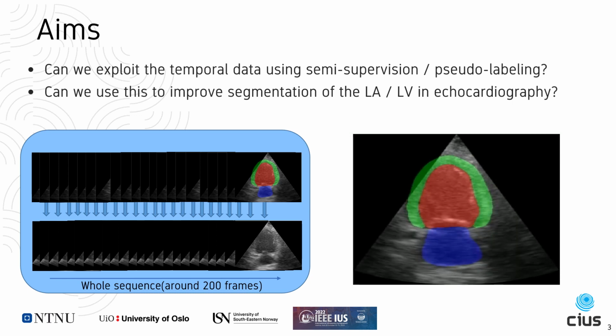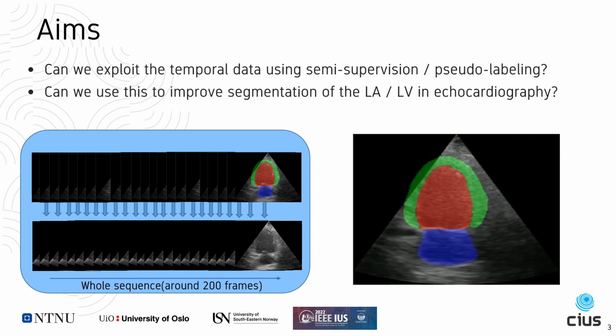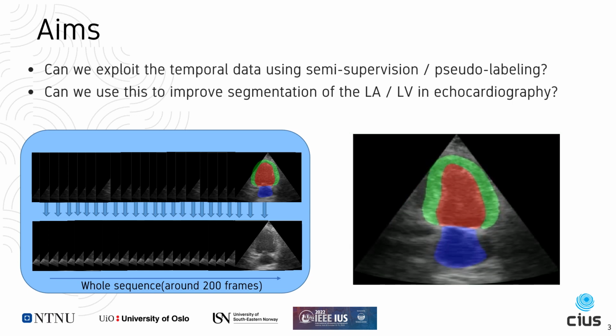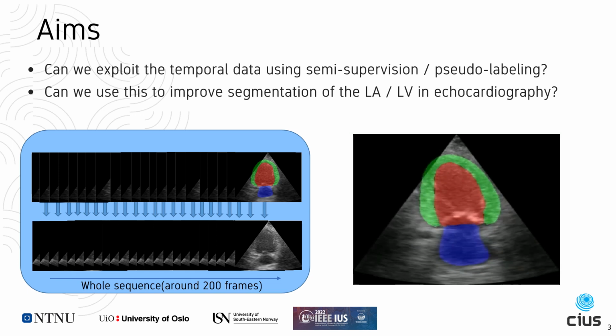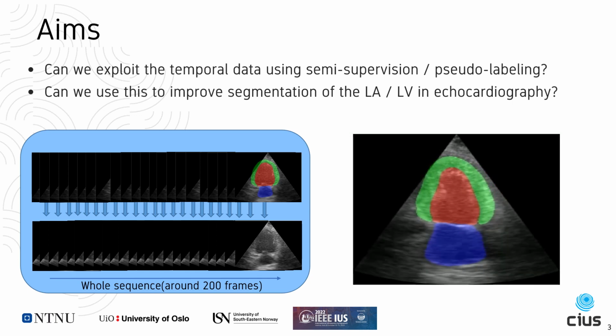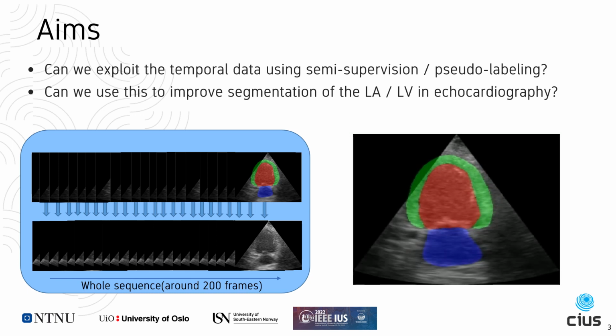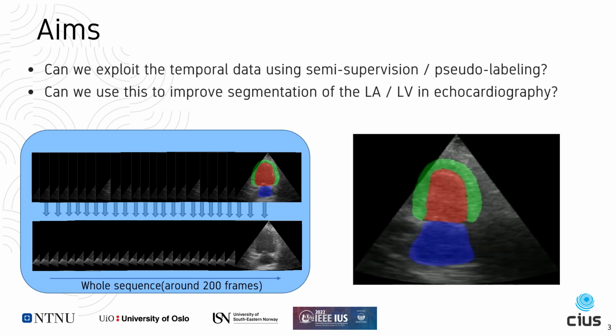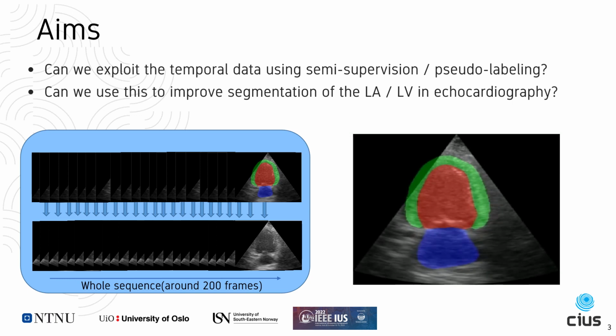Based on the opportunities, we ask ourselves two questions. Can we exploit the temporal data using semi-supervision or pseudo-labeling? The goal is to obtain fake annotations as realistic as possible. Furthermore, can we use this to improve segmentation of the left atrium or left ventricle in echocardiography?